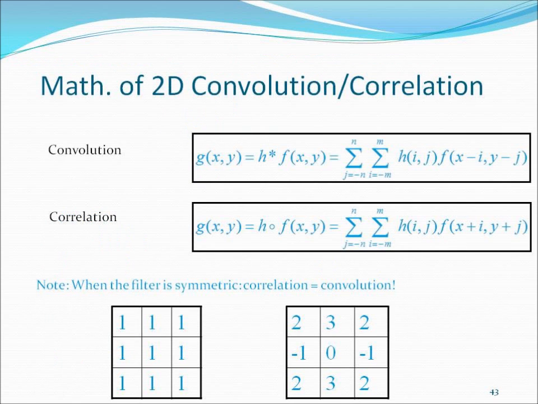The mathematical formulation of 2D convolution and correlation is shown. In 2D also, if a filter is symmetric, then correlation is equal to convolution.